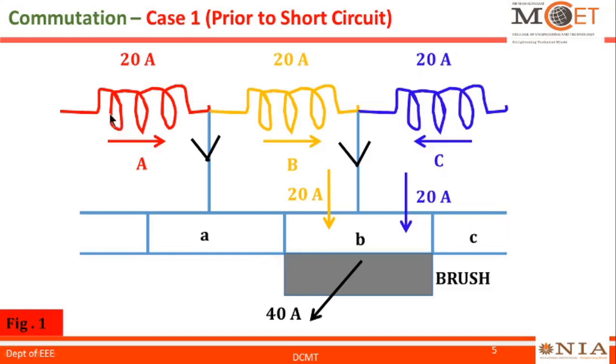Where current 20 ampere comes in this direction, because the brush is not connected to the segment A, hence the current is not collected via this segment. So the current goes through the coil B, 20 ampere current, because the total load current is 40 ampere, and another 20 ampere is from the coil C. At this node combined together, it enters into the commutator segment B. So the total current becomes 40 ampere via the brush which is connected to the load circuit. Case 1 indicates the coil B prior to short circuit.